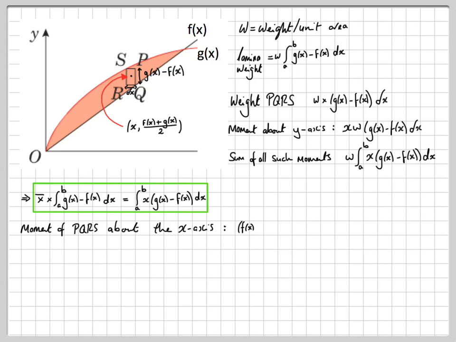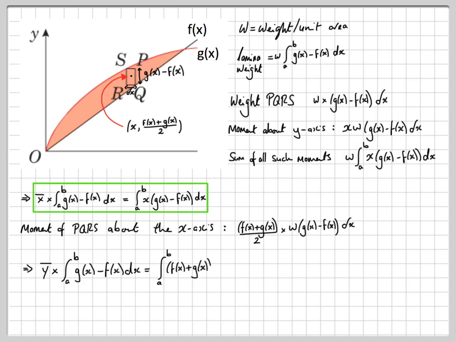Let's now have a look at taking moments about the x-axis, and this time just looking at the one rectangle we will get this result. Have a good look and make sure you're happy. So again, it's just the force, which is the weight, times the distance. And I can put this straight into the result without further ado, and we'll end up with this result right here.